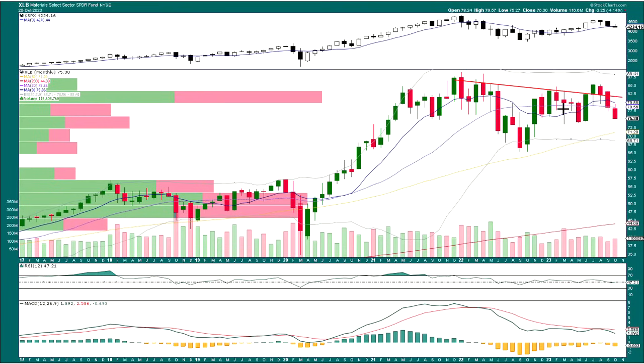XLB on the monthly. You can see we had this, we just seen it on a daily as well. We had this area here. We did break up above before pulling back down.